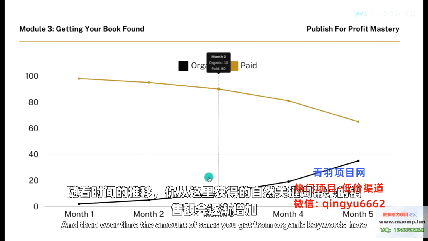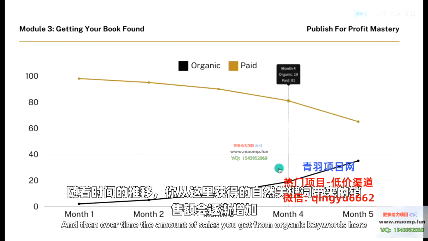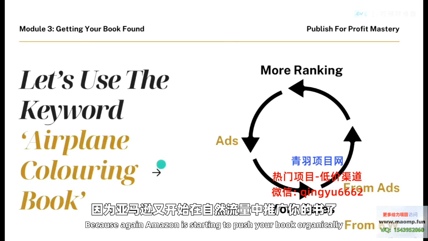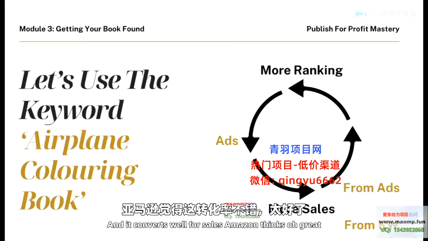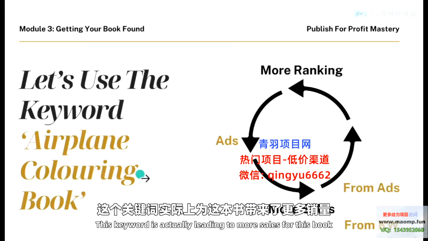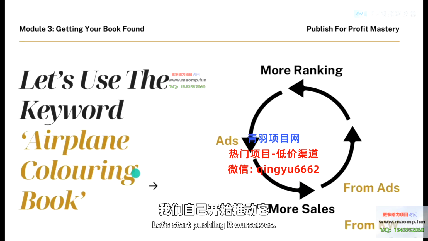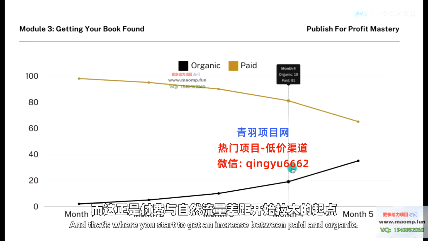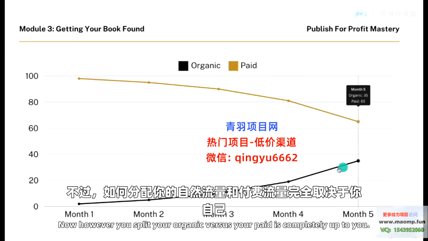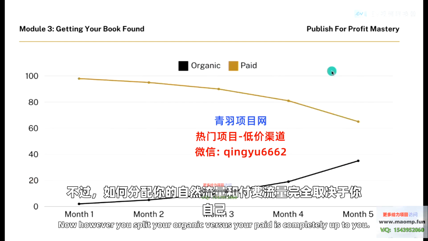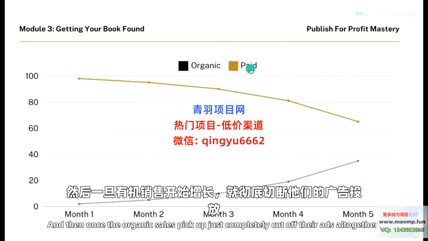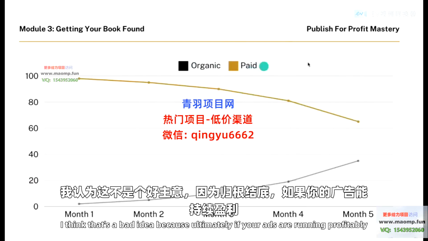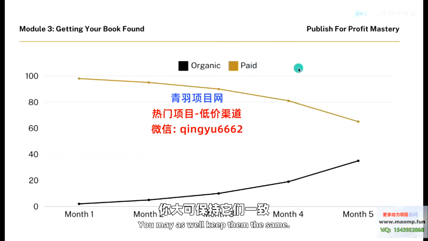And then over time, the amount of sales you get from organic keywords here, because again, Amazon is starting to push your book organically for this keyword because every time it's shown up in an ad and it converts well for a sale, Amazon thinks, oh great, this keyword is actually leading to more sales for this book. Let's start pushing it ourselves. And that's where you start to get an increase between paid and organic. Now, however you split your organic versus your paid is completely up to you. Some people like to start quite aggressively with ads, and then once the organic sales pick up, just completely cut off the ads altogether. I think that's a bad idea because ultimately if your ads are running profitably, you may as well keep them the same.